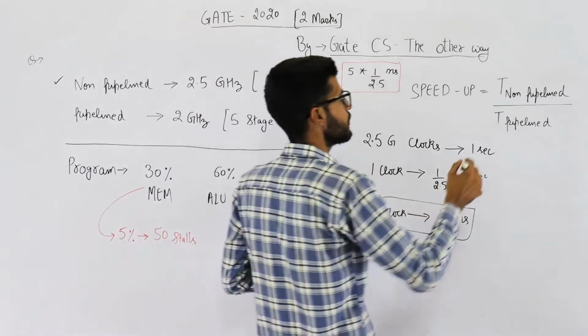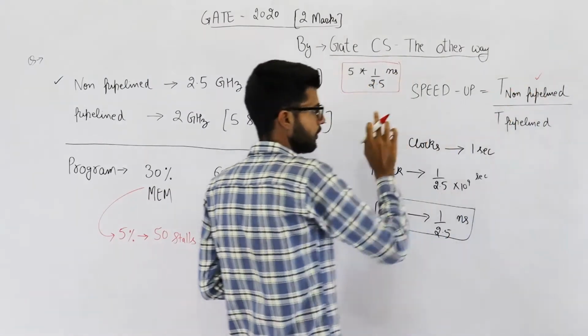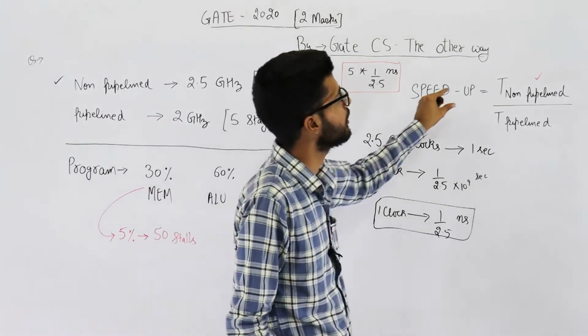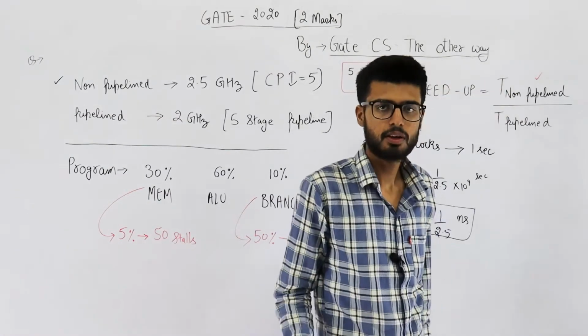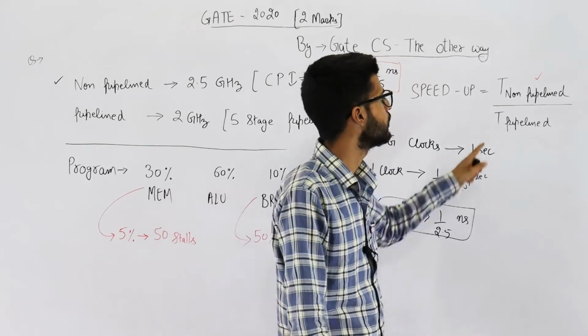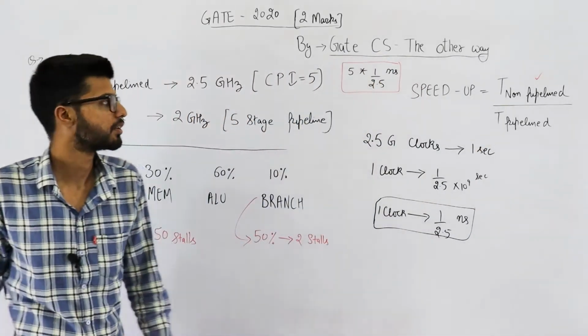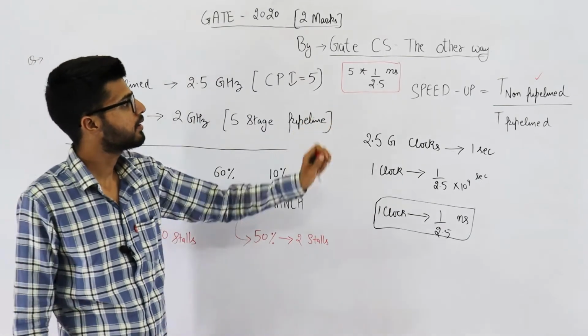Actually, we have found out this numerator. We are supposed to find out speedup. Speedup is defined by time taken by the non-pipelined processor, or the older version, divided by time taken by the latest version, or the pipelined version. Okay, so the numerator is done.